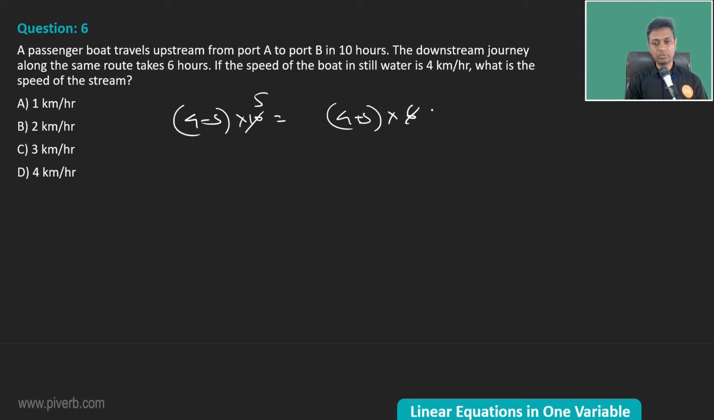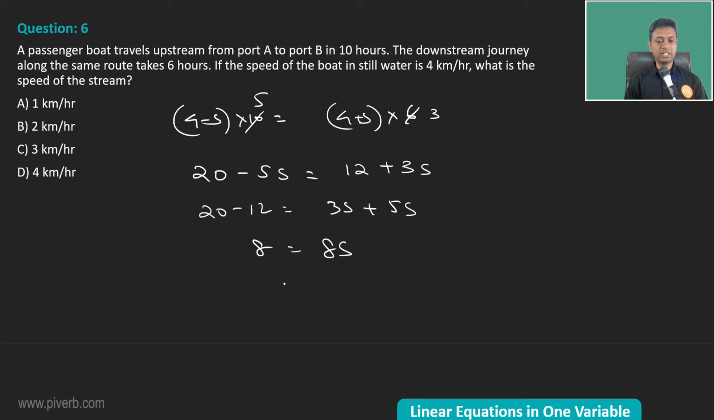This is 5. This is 3. 20 minus 5S equals 12 plus 3S. 20 minus 12 equals 3S plus 5S. 8 equals 8S. Our speed of stream is 1 kilometer per hour. What is the speed of the stream? 1 kilometer per hour.